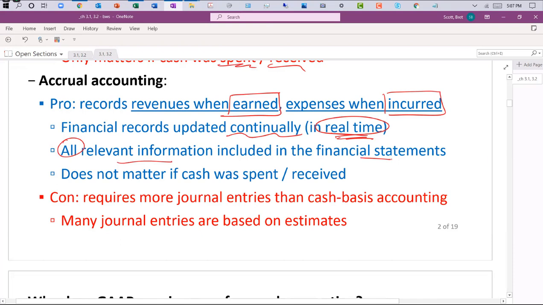There's not going to be anything missed out when we're using accrual accounting because we're not hindered by this notion that cash has to move around. It does not matter if cash was spent or received. We will record things if there's an economic impact, period.